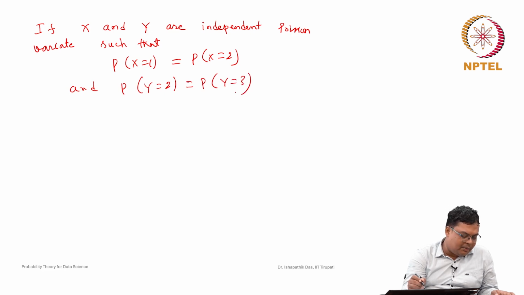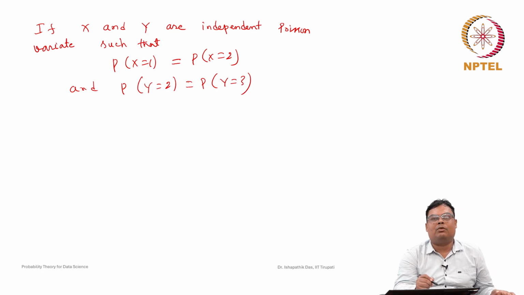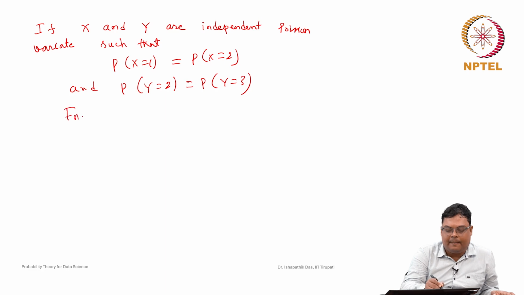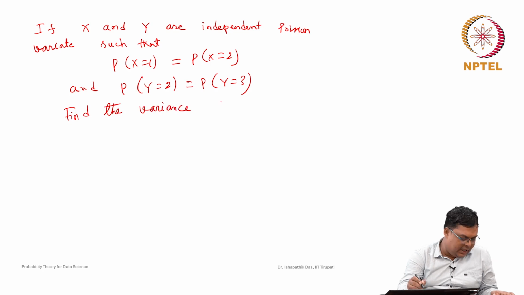So, they are independent Poisson variates, but the parameters are not known. Lambda 1 and lambda 2 are two parameters. So, these parameters are not known. Then find the variance. It is told to find the variance of x minus 2y. So, here we have to find the variance of x minus 2y.